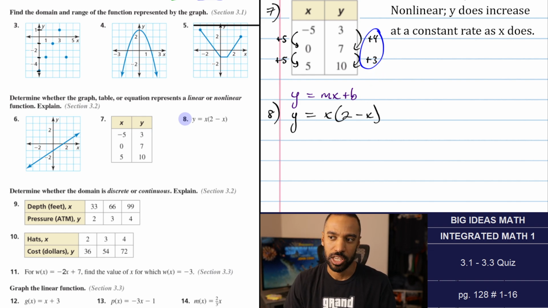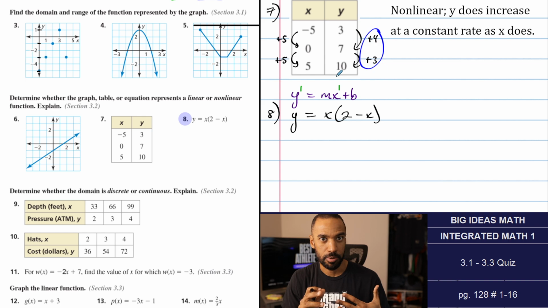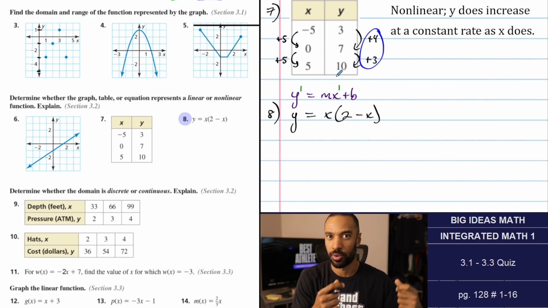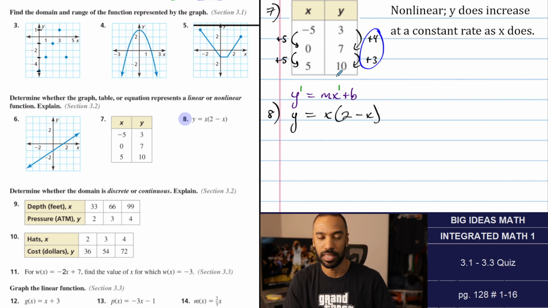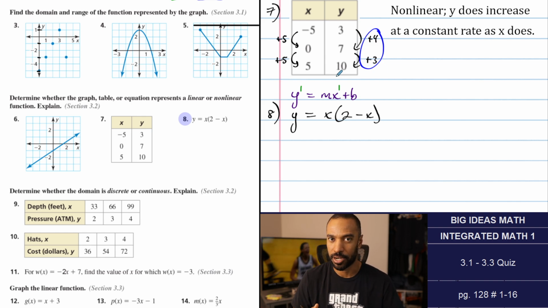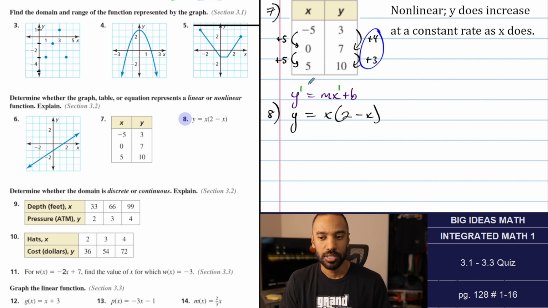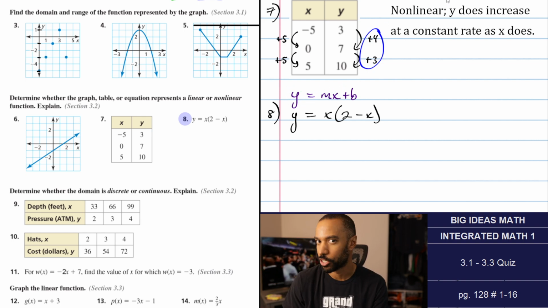But x and y specifically need to be raised to the first power. They cannot be a product of each other. They cannot be multiplied. They cannot be in their own exponents. They cannot be to the x power or something like that. They can't be inside radicals. They can't be in denominators. So things like that need to exist for x, and y needs to exist. Purely y needs to exist for a linear function.